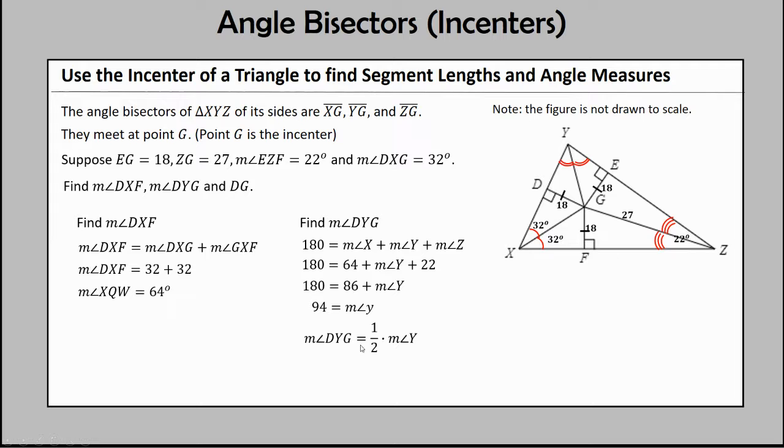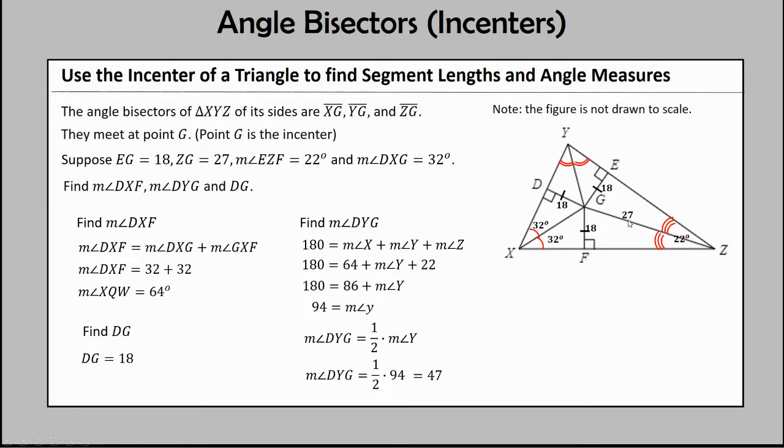So DYG is half of that, right? DYG is half of the whole angle, so DYG is going to be 47. Got it. Okay. DG, well, DG is, we already have it labeled here, right? It's 18.